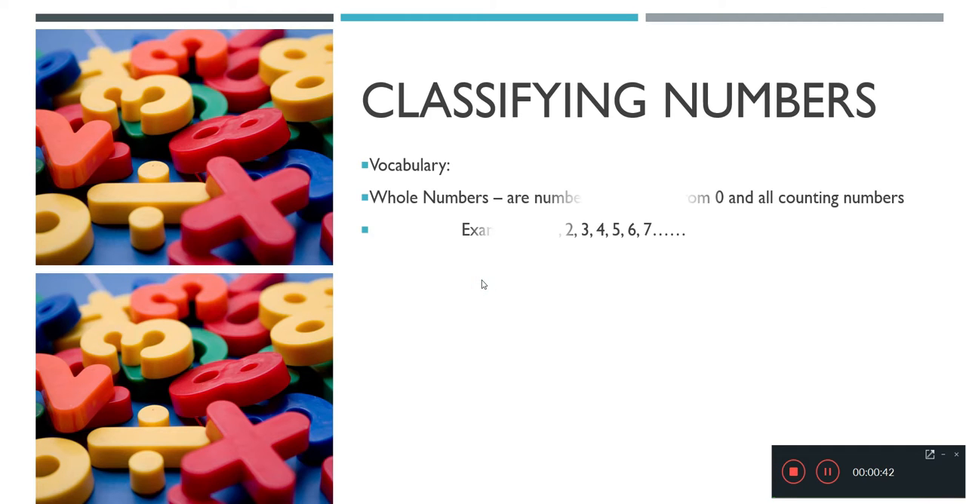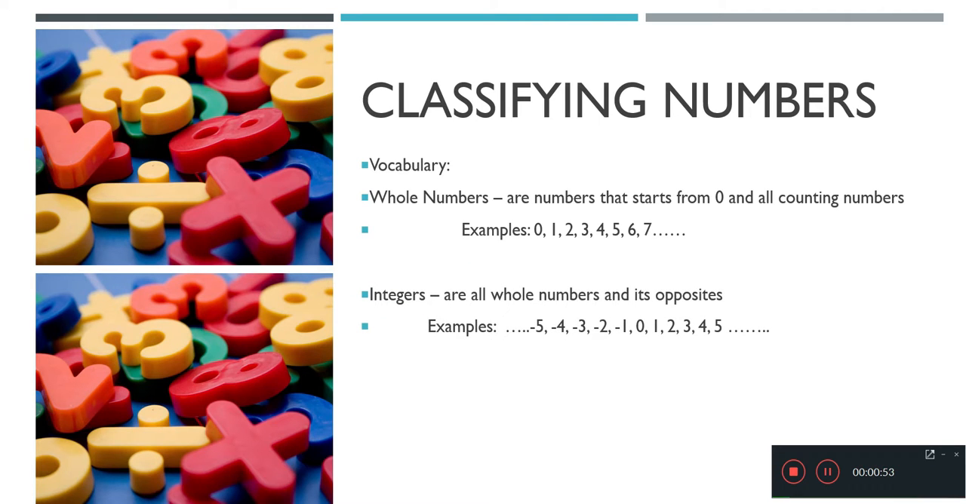First, we have the whole numbers. These are numbers that start from 0 and all the counting numbers: 0, 1, 2, 3, 4, 5, 6, and 7. You have the integers. Integers are whole numbers and their opposites: -5, -4, -3, -2, and zero and all the positive numbers.